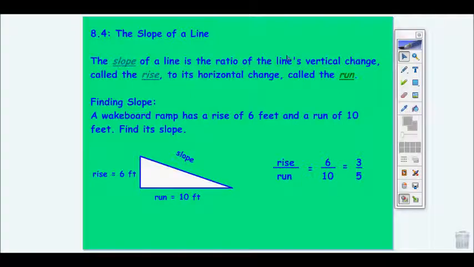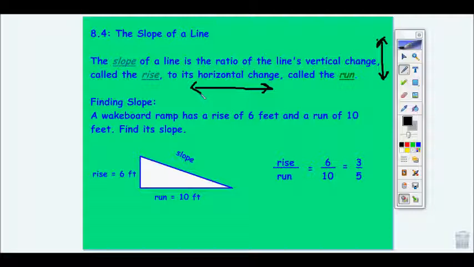Today we are going to learn about the slope of a line. The slope of a line is formed when connecting or passing through two given points. The slope of a line is the ratio of the line's vertical change, called the rise, to its horizontal change, called the run. Vertical change is how far it goes up or down, and horizontal change is left or right.